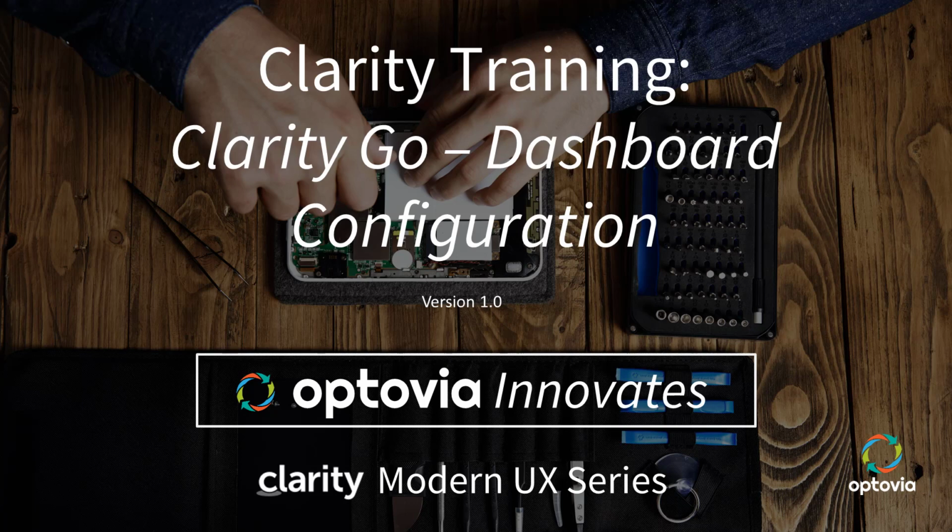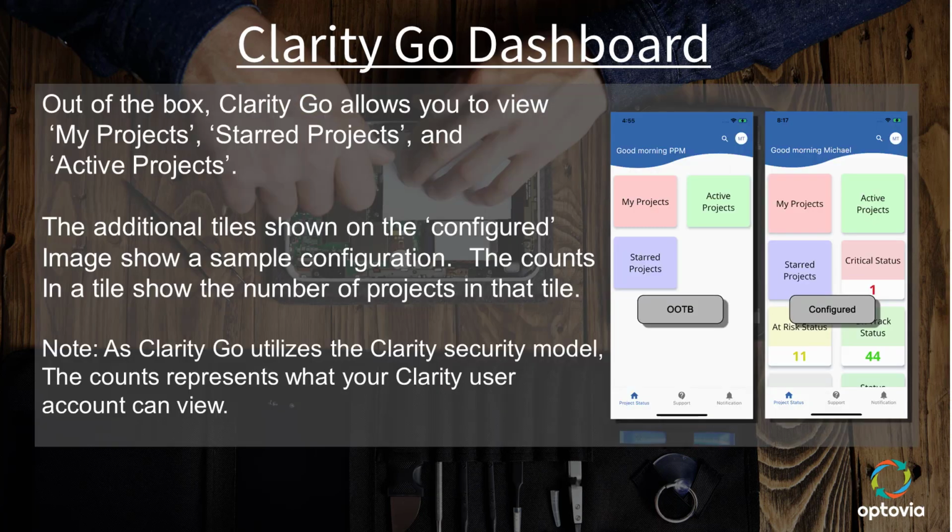In this video, we'll explain how to configure the dashboard in Clarity Go. Out of the box, Clarity Go allows you to view My Projects, Starred Projects, and Active Projects. The additional tiles shown on the configured image on our screen show a sample configuration. The counts in a tile show the number of projects in that tile. How do we do that?